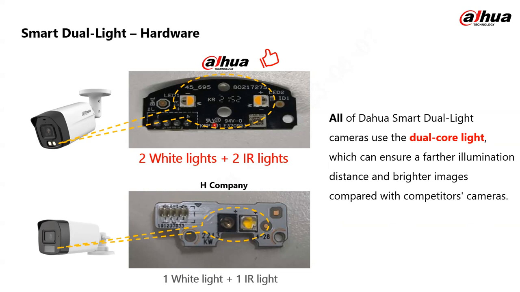But in the event the user wants to see the images in color format, the camera will switch automatically from IR to white lights. So this will end up providing those colorful images or video produced by that particular camera. So we have dual white lights and dual IR lights. From the other competitors, you can see they only have one IR and one white light. So comparing the two, this will produce better images during the night, and at the same time better images when you want to view the images in color format.